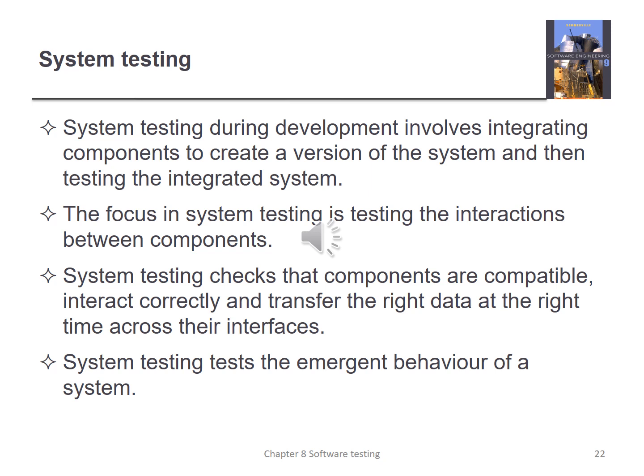Is the system fast? Is the system secure? Is the system whatever? System testing checks that components are compatible, interact correctly, and transfer the right data at the right times across their interfaces. System testing tests the emergent behavior of the system, which is the last one, really the most important thing in system testing, because most of the compatibility between components we actually test in the interface, in the component testing. Then he called it component, which is integrated testing.